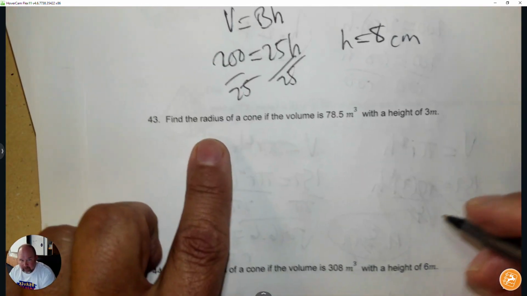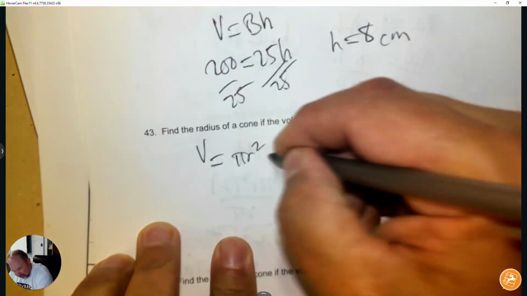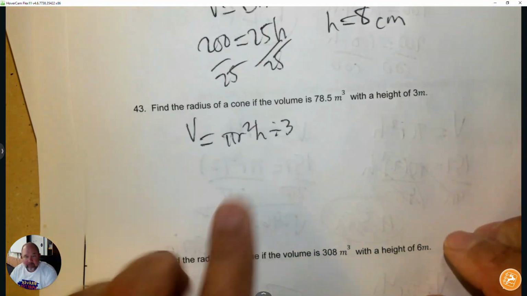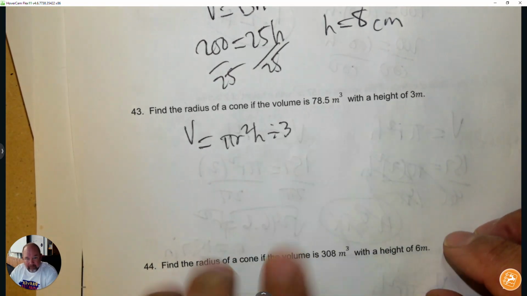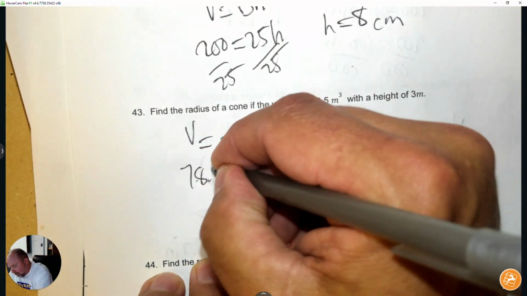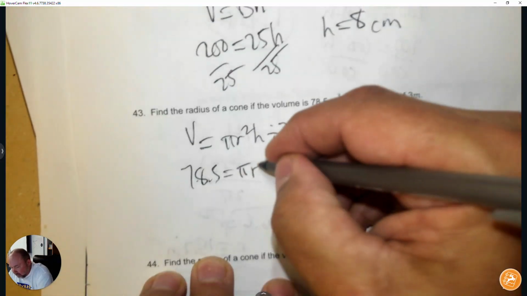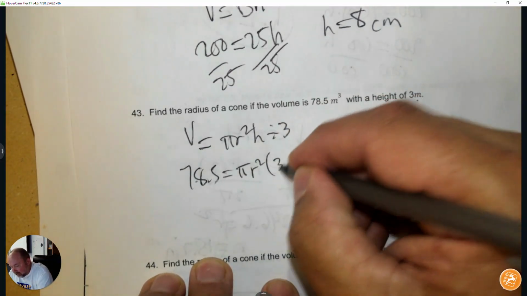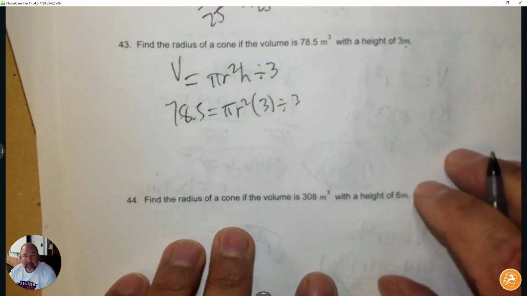Find the radius of a cone with that volume. Well, the volume of a cone is pi r squared h divided by 3. So write the formula down. The volume is 78.5. The radius, I don't know, but the height of it is 3. And now solve for the radius.